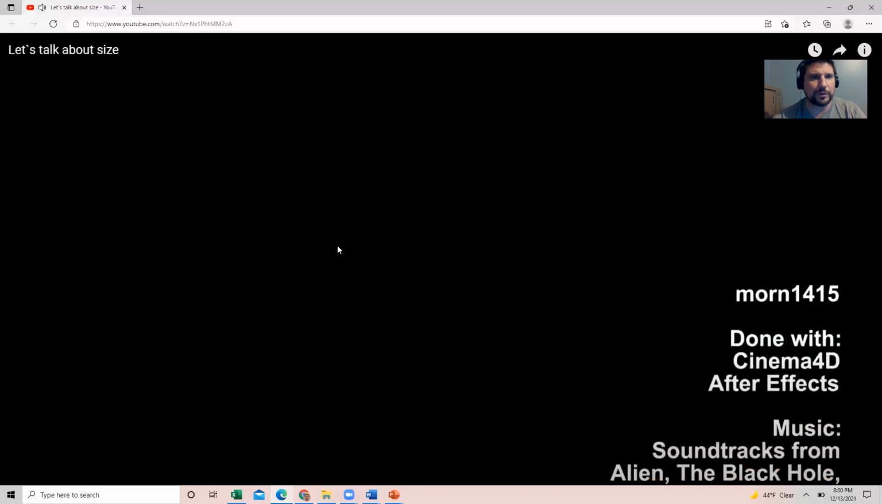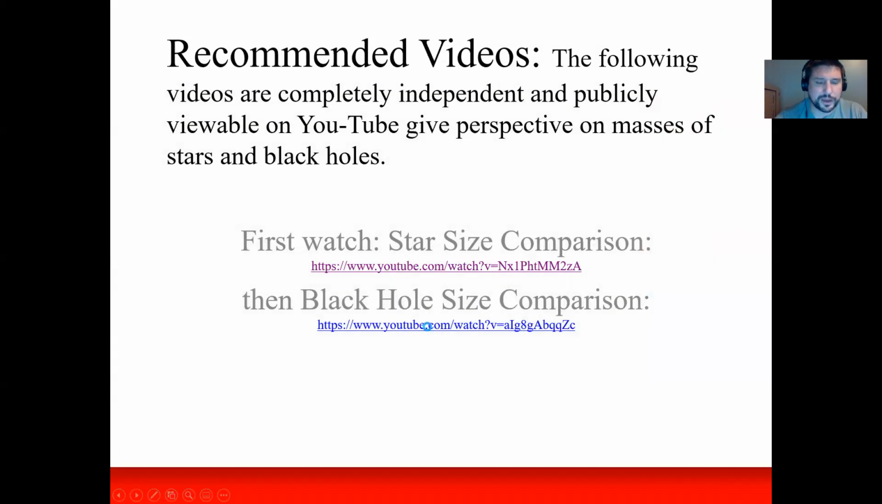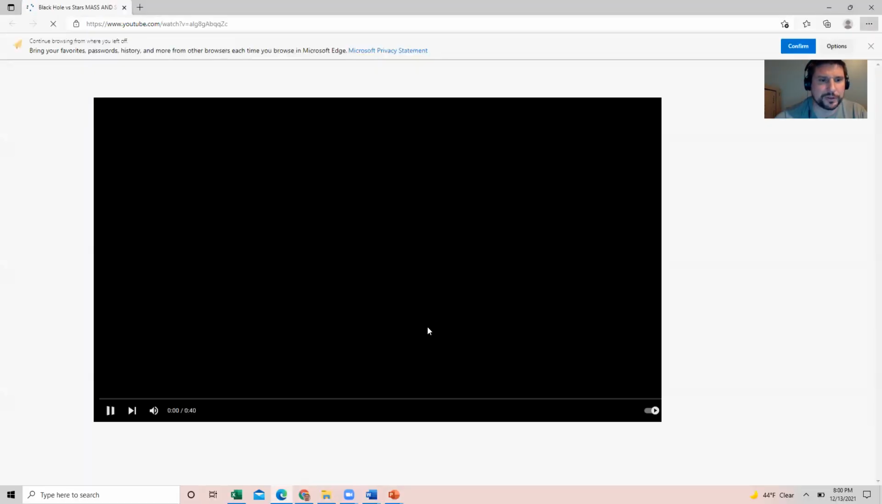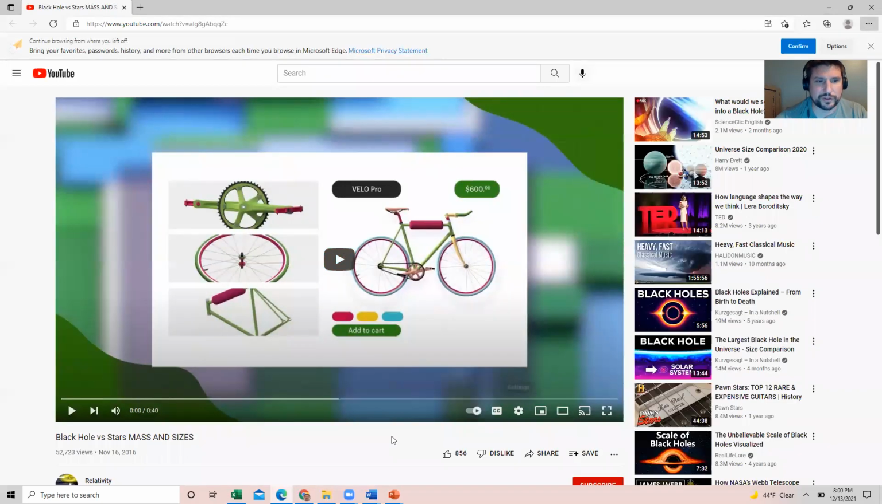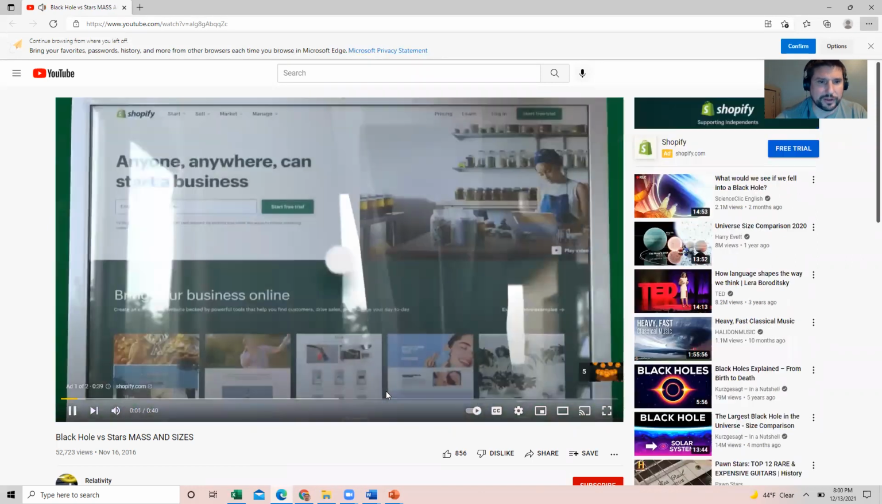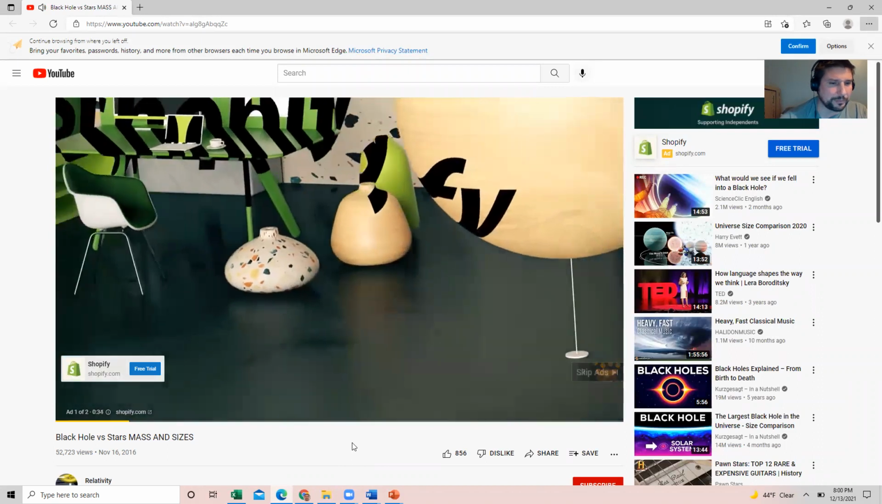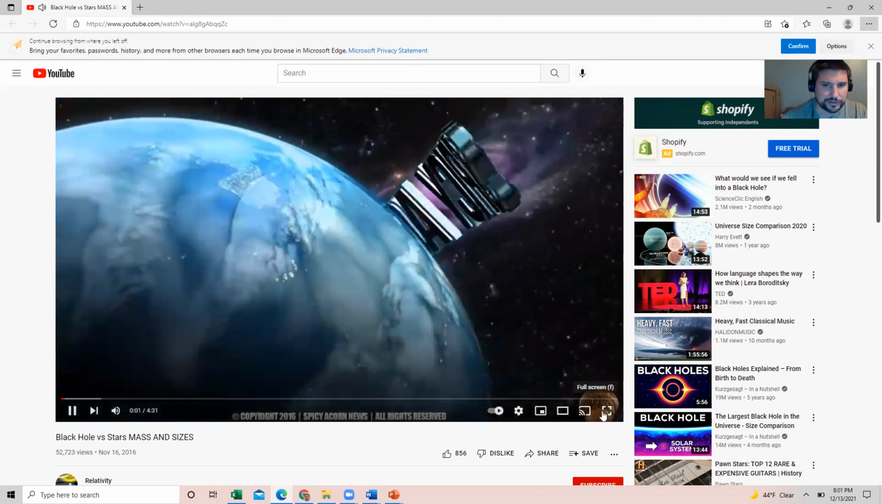And now the next one is called black hole size comparison. And this does a good job of demonstrating kind of different powers of 10, but it really introduces the concept of a solar mass, which is a body that has the mass of a sun is one solar mass. One sun is one solar mass.